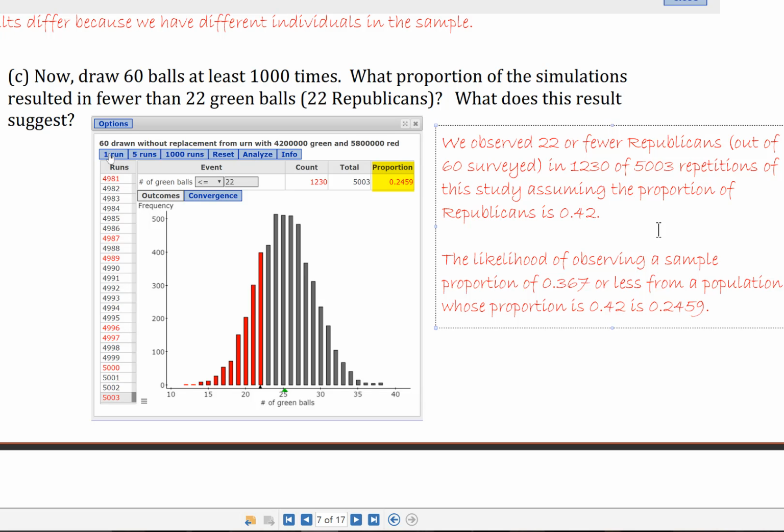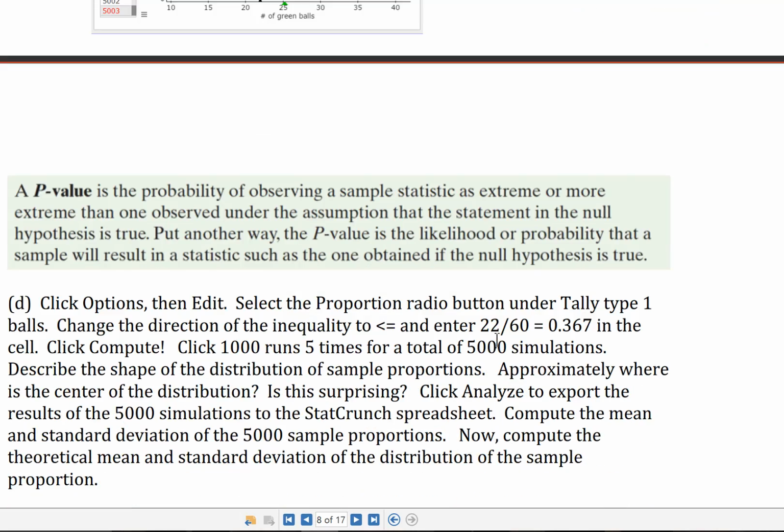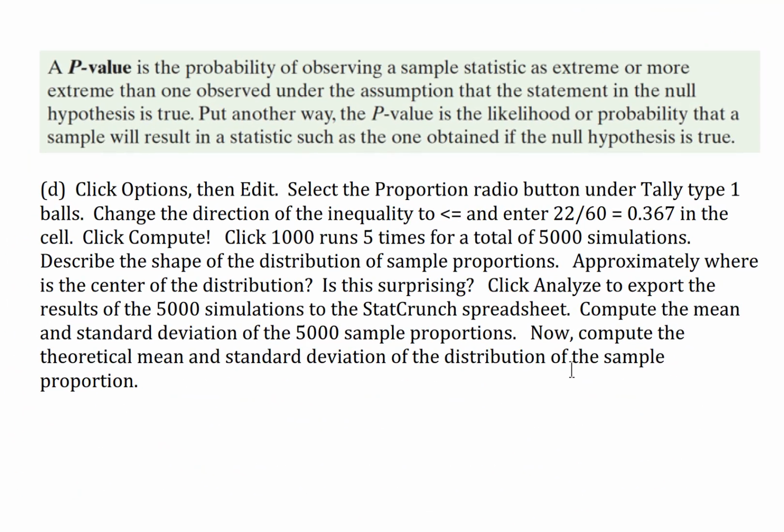That number, 0.2459, is given a very special name in this class, in statistics in general. It's referred to as a p-value. It's the probability of observing a sample statistic as extreme or more extreme than the one you actually observed under the assumption the statement in the null hypothesis is true.